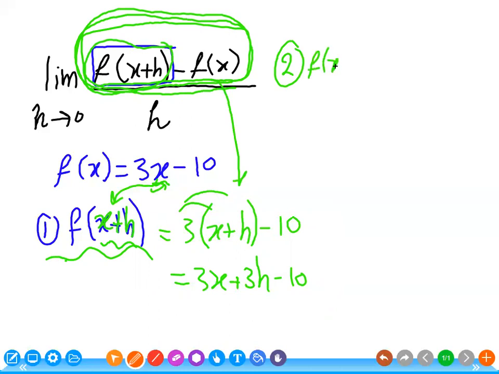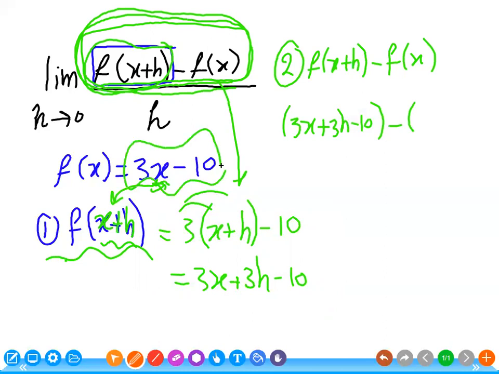So now we are finding f of x plus h minus f of x. F of x plus h, which is 3x plus 3h minus 10, minus f of x itself, which is 3x minus 10. That is our f of x. Then you simplify 3x minus 3x, add minus 10 minus minus 10, and that will leave you with 3h only.